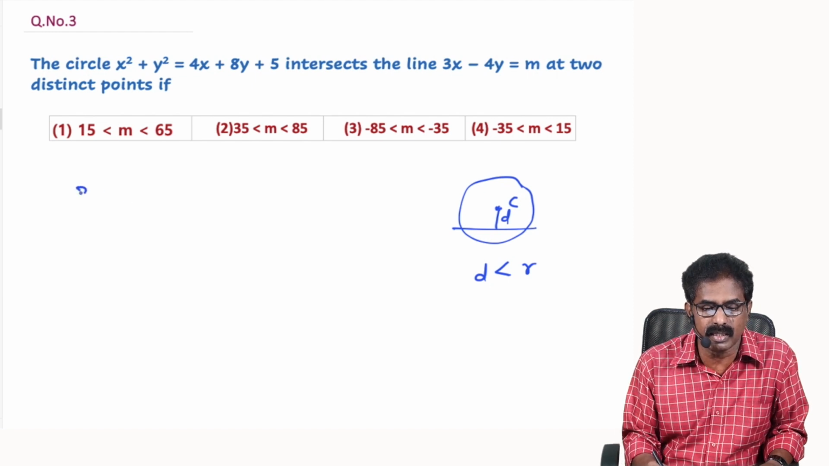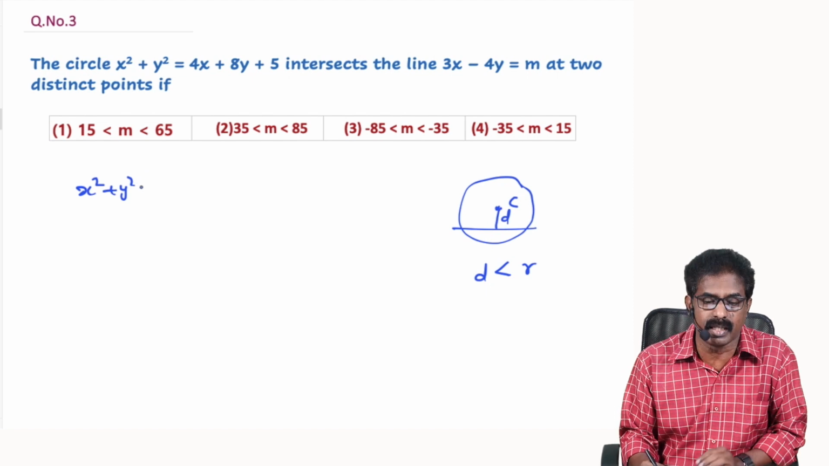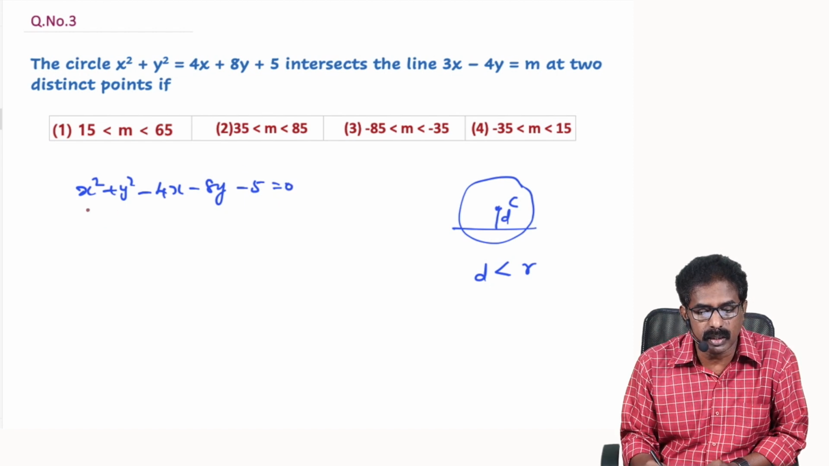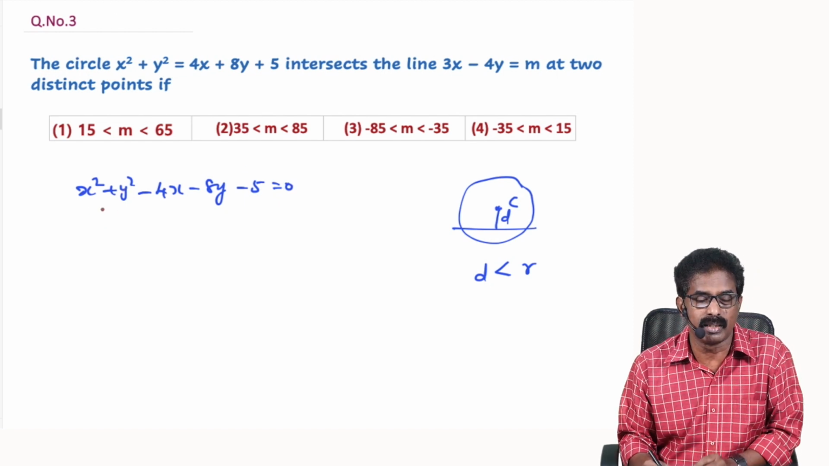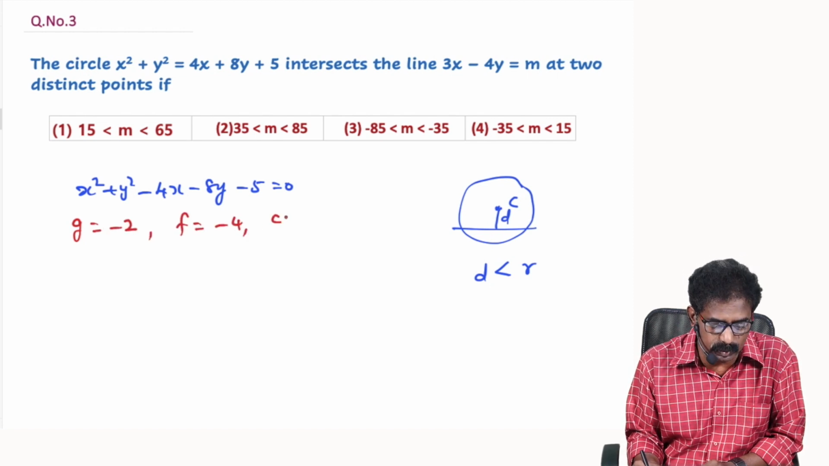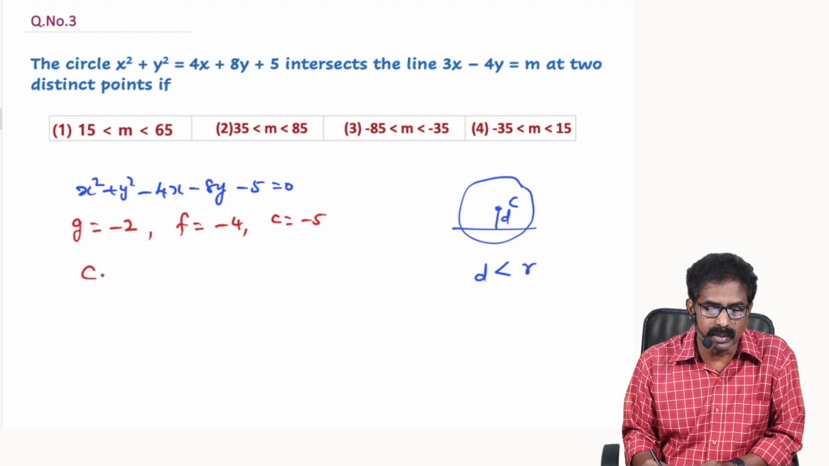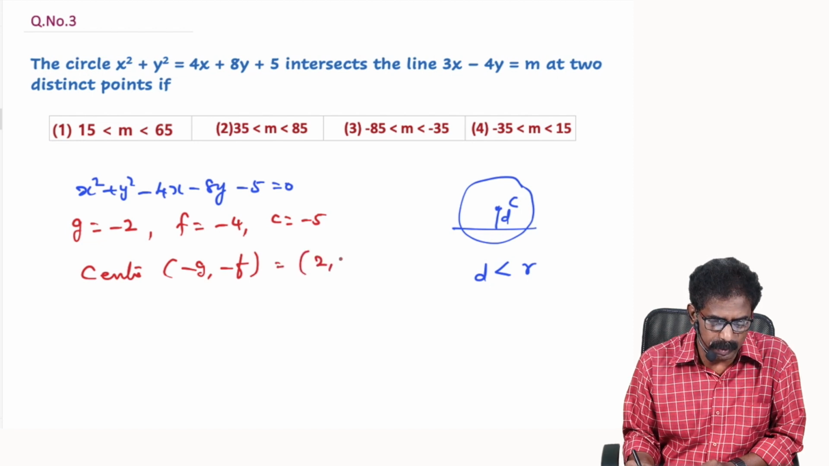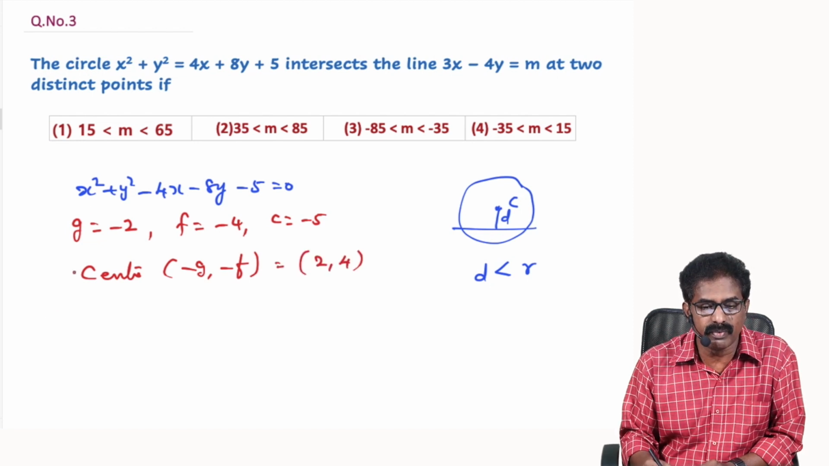The given circle is x square plus y square. Bring the right side terms to the left side. So minus 4x minus 8y minus 5 equal to 0, right? The x square and y square coefficients are 1. So you can write g: g is minus 2, half of the x coefficient. f is half of the y coefficient. And c is minus 5. So you can say center is minus g, minus f. What is it? 2, 4, right?